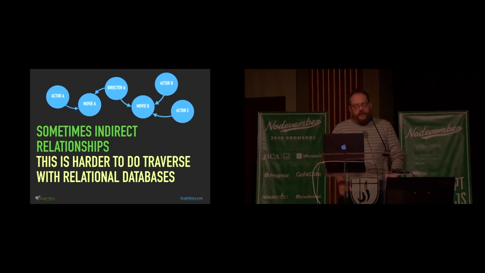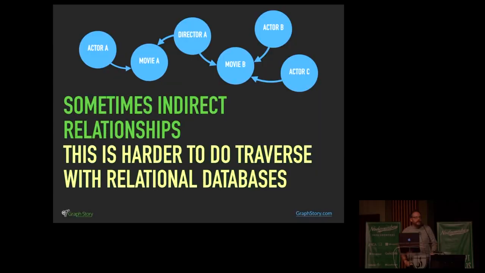Sometimes you have indirect relationships, though. So actor A is related to actor C, but not directly, indirectly. So how do we find that kind of stuff? These indirect relationships are harder to traverse with relational databases, to jump across these things and find these relationships where there's not a direct connection between the two things.